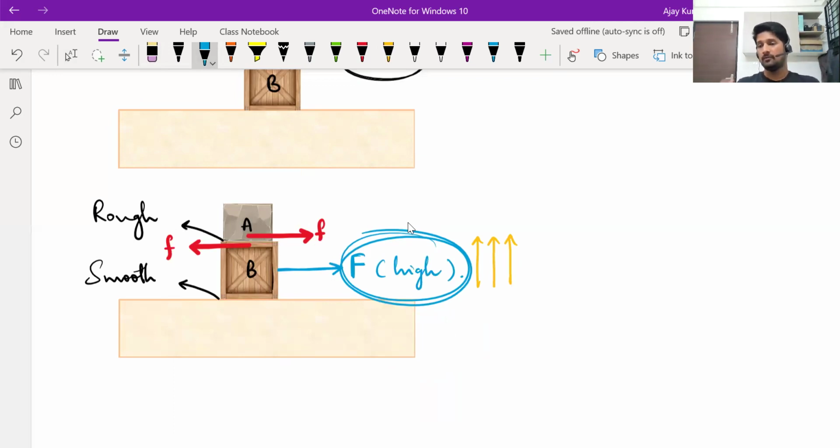Then what will happen? B gets too much acceleration, and because friction has limits, suppose its limit is also not sufficient, then friction will still try its best. It will still be acting on A and B this way, but it won't be able to prevent sliding. Then B will go forward, A will also go forward, but not as fast as B. Let us visualize that situation separately. Just a moment, I'll copy the diagram.